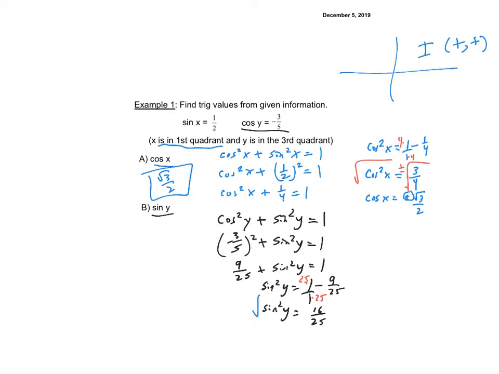All right, so now I'm going to take the square root of both sides. I'm not going to forget my plus or minus. So the sine of y equals plus or minus the square root of 16, which is 4, over the square root of 25, which is 5. So now I'm going to come back up here, and it says y is in the third quadrant. The third quadrant is down here. And what about the ordered pairs down here? They're negative, negative. So your cosine is negative, which is what we were given. And then your sine is also negative, which is what we want. So the sine of y is equal to negative 4/5.